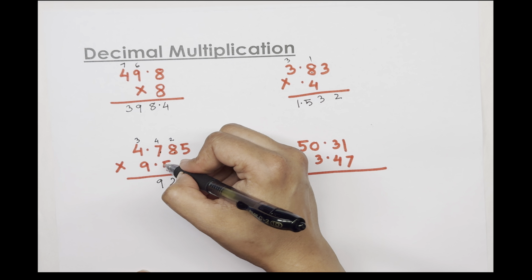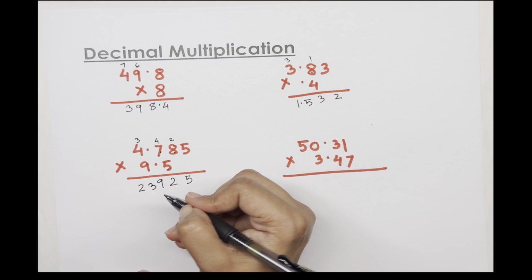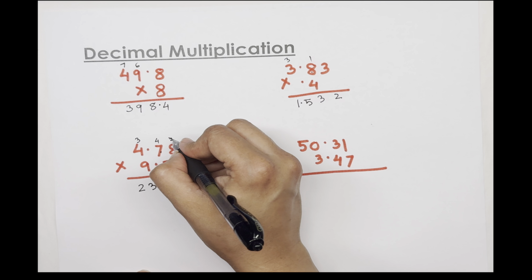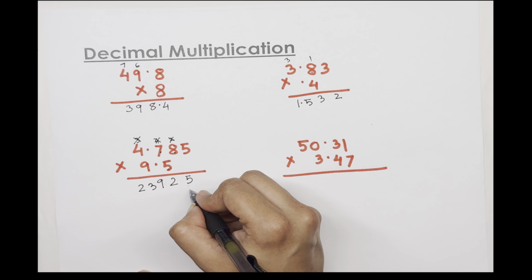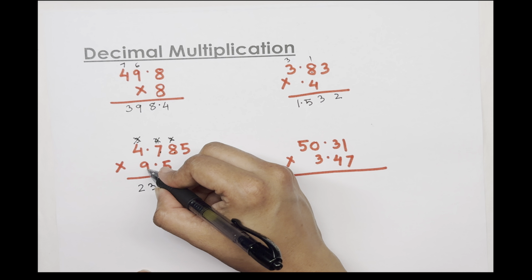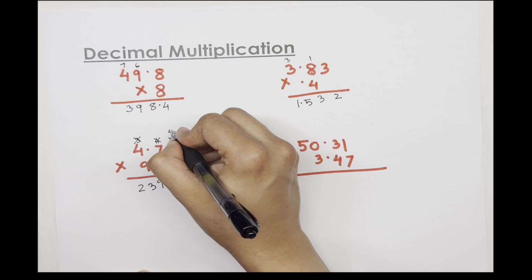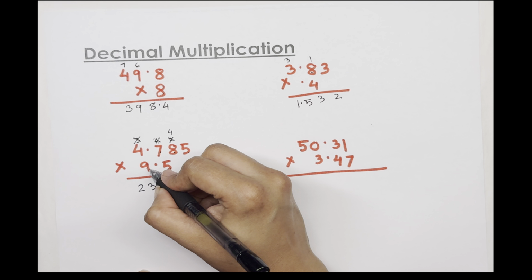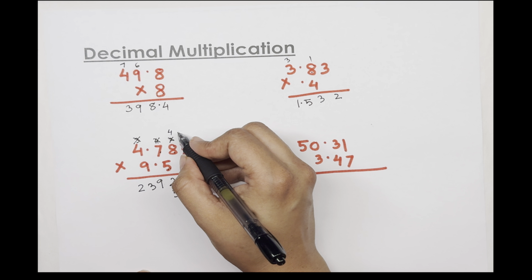4 times 5 or 5 times 4 is 20. 20 plus 3 is 23. Okay, just make a cross so that we have less chance to make mistakes. We do not write in the exact spot. You can make it either a cross or a 0. Let's start multiplying 9 times 5. 9 times 5 is 45. 4 on top, 5 on bottom. 9 times 8 is 72. 72 plus 4 is 76. 7 on top, 6 on bottom.